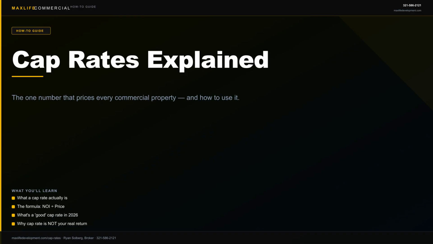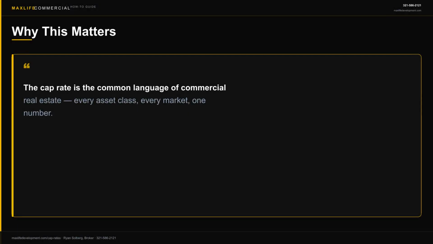Whether you are buying a single drive-through or a 400-unit apartment community, the cap rate is how the deal gets priced. It is the common language of the entire industry. Brokers quote it, lenders watch it, appraisers live by it. Get comfortable with it, and you can compare a warehouse in Orlando to a medical office in Tampa on the exact same scale. Misread it, and you will overpay, or walk away from a great deal because you did not understand what the number was telling you.